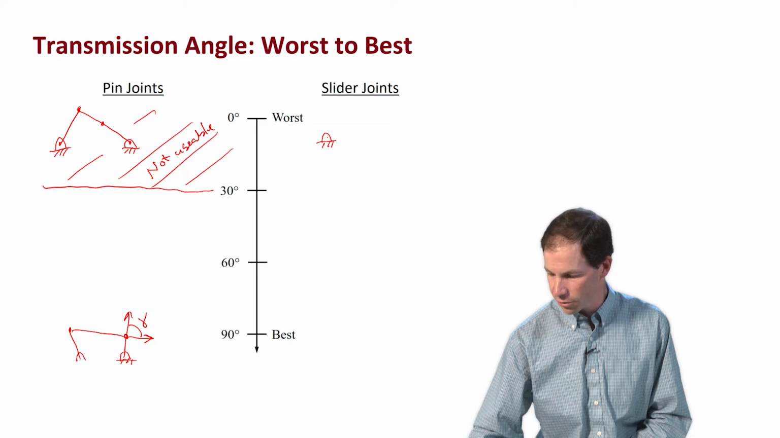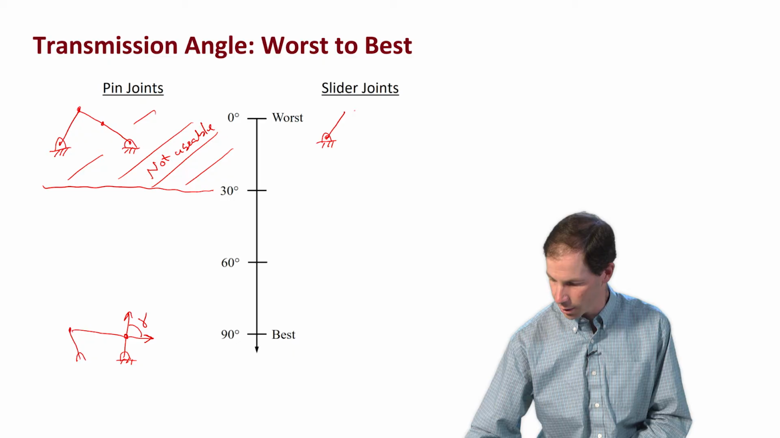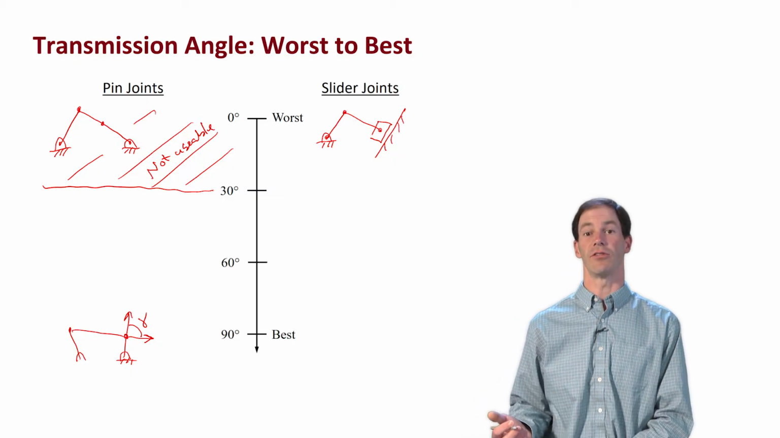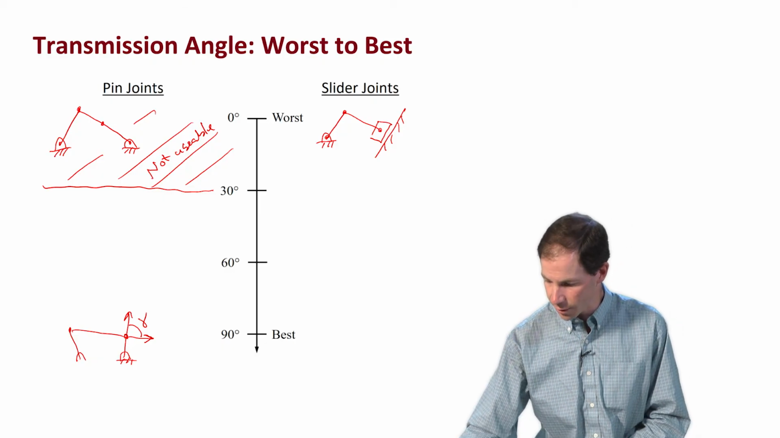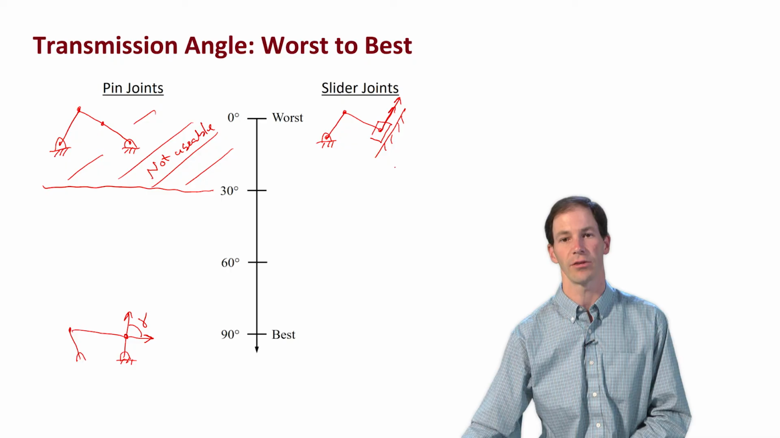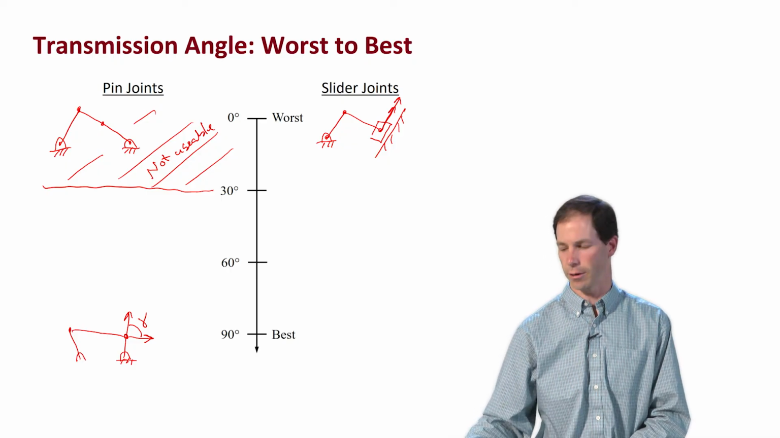My worst case condition, if I've got an input link, I would basically be trying to push the slider block into the surface that I'm trying to have it slide on. So in this case, I would have a 0-degree transmission angle. I've got the velocity of the slider also acting in the same direction as the relative velocity of the coupler. I have 0 transmission angle in that case.